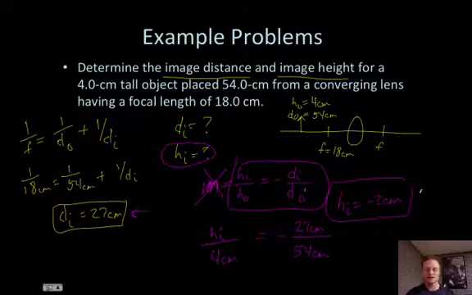Now let's take a quick second to talk about what those numbers actually mean. The height of the object is 4 centimeters, but using this lens, it is going to produce an image of 2 centimeters tall. So it's going to appear smaller. It's going to be shrunk. The negative on this 2 means that the image is inverted, meaning it's upside down. It's not right side up anymore. Now it's appearing upside down.